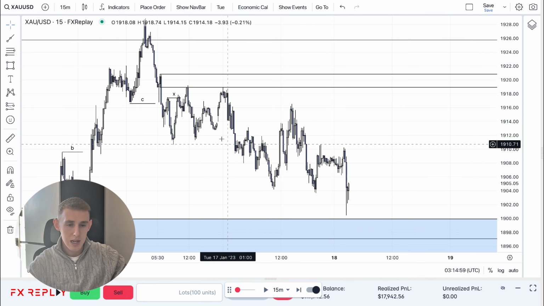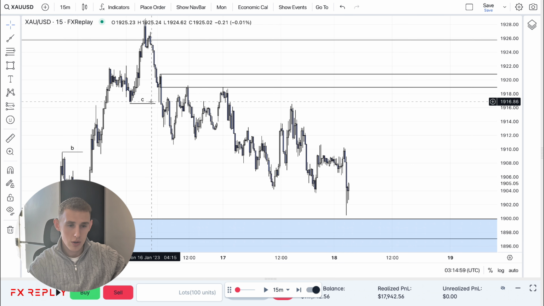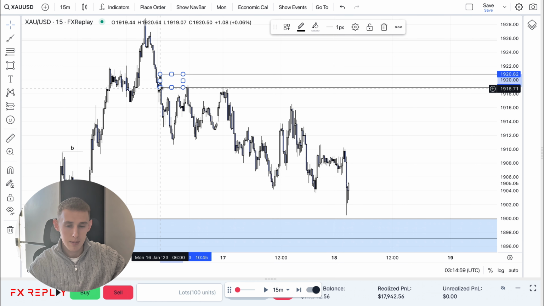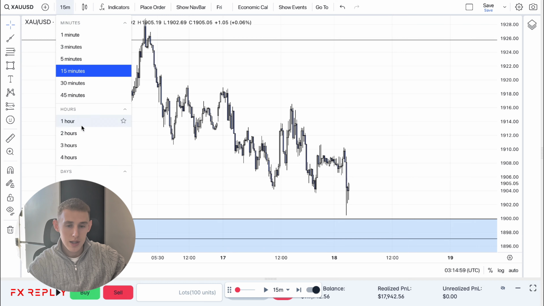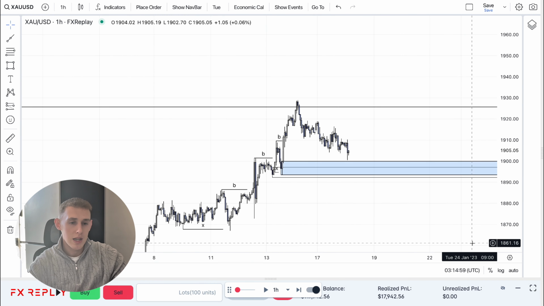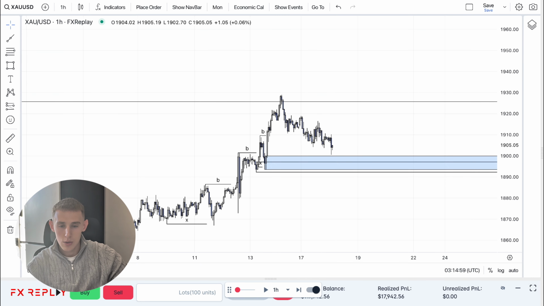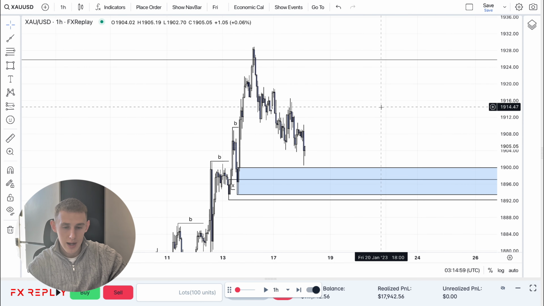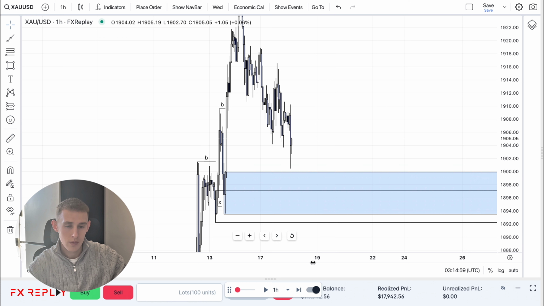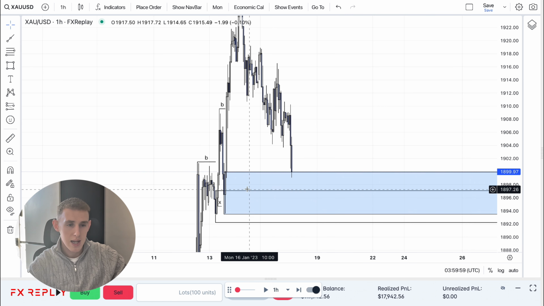Okay, but I'm going to delete this now because price is coming into that hourly demand zone, and overall is still bullish. I was just expecting a small reaction from this weekly supply, not anything too big. So yeah, let's have a look at how price reacts within this zone. Cool, so we've mitigated that now.